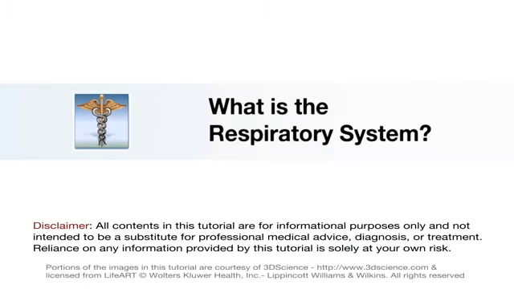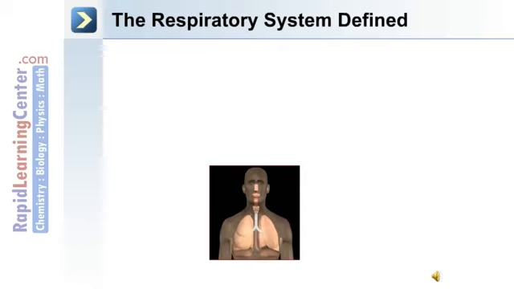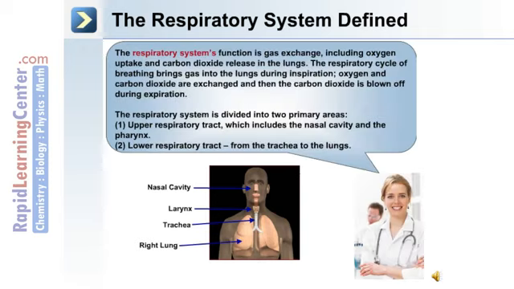Let's begin with an overview of the respiratory system. This image depicts the major components of the respiratory system: the nasal cavity, where inspired air enters the body, the larynx, the trachea or windpipe, and the lungs. The respiratory system's function is gas exchange, including oxygen uptake and carbon dioxide release in the lungs.